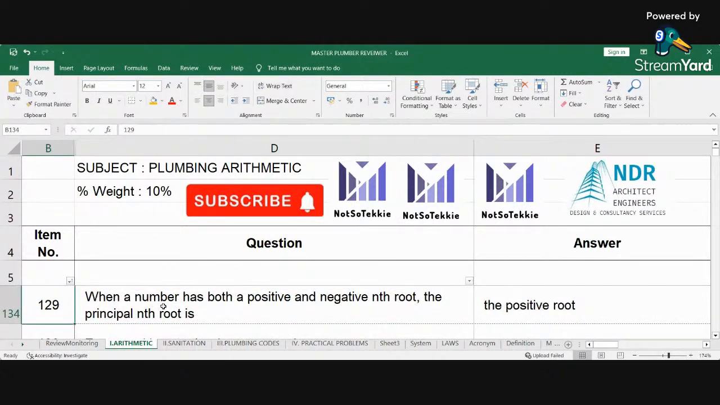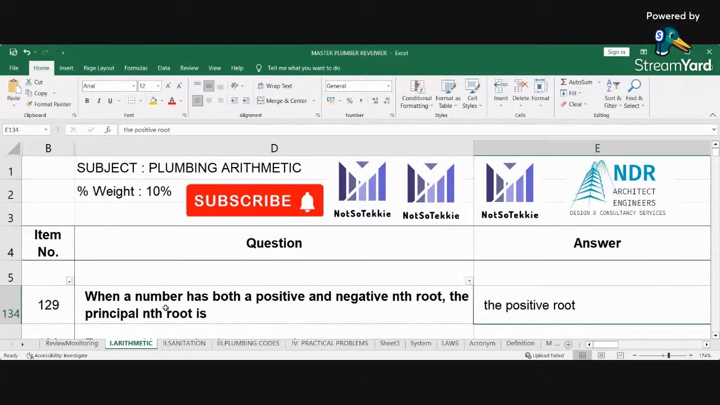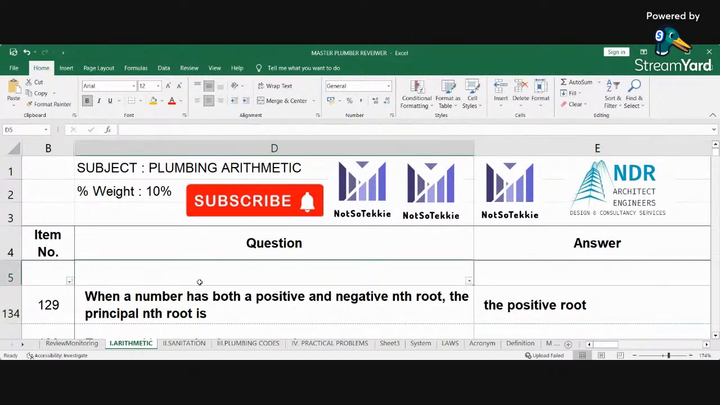129. When a number has both positive and negative nth root, the principal nth root is the positive root. The answer is the positive root. When a number has both a positive and negative nth root, the principal nth root is the positive root.